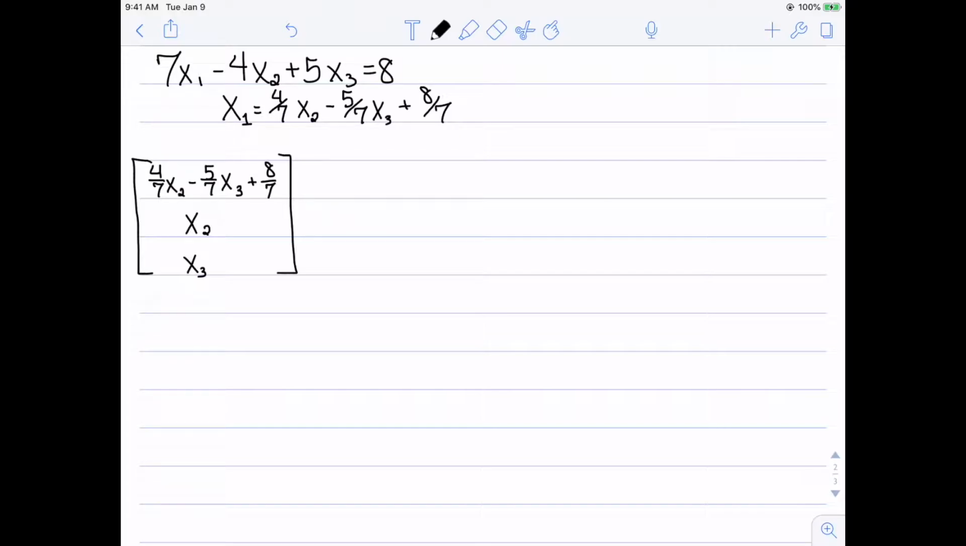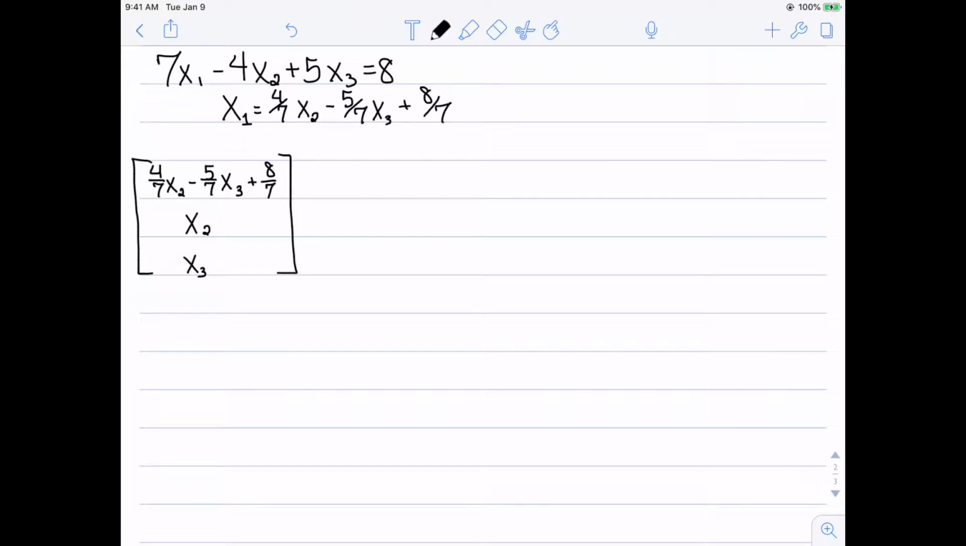Here's an equation of a plane, and we want to put this in parametric form. In order to do that, we start by solving for x1. That gives us that x1 is equal to 4 over 7x2 minus 5 over 7x3 plus 8 over 7. And then we start writing this in vector form. I have x1 is 4 over 7x2 minus 5 over 7x3 plus 8 over 7.